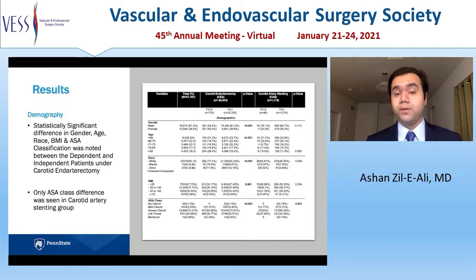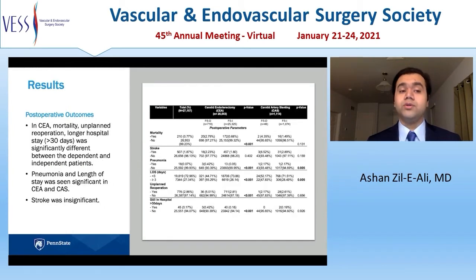First, we looked into the demography, and we saw that there was a statistically significant difference in gender, age, race, BMI, and ASA classification in the patients undergoing carotid endarterectomy. Although we only found ASA classification to be significant in carotid artery stenting. If we look generally at the pool of patients, there were 26,043 patients in the carotid endarterectomy pool, with functionally dependent patients only 718. Whereas in carotid artery stenting, we found 1,114 patients as a whole, with functionally dependent patients only 46.